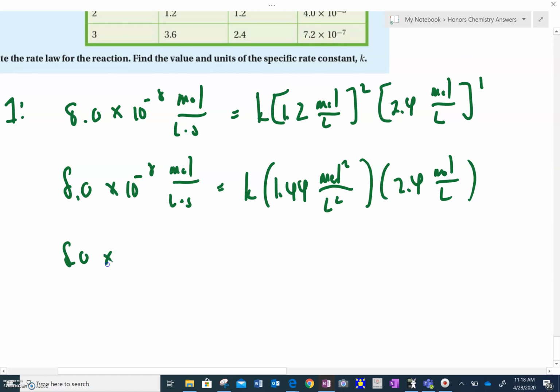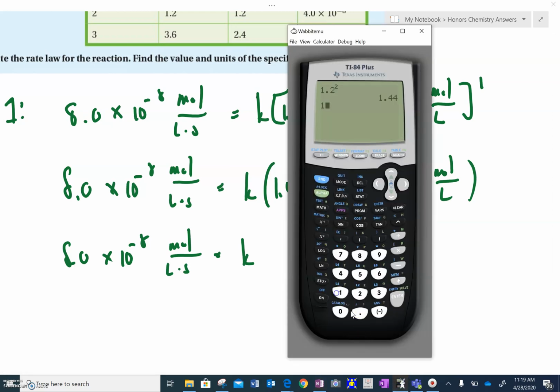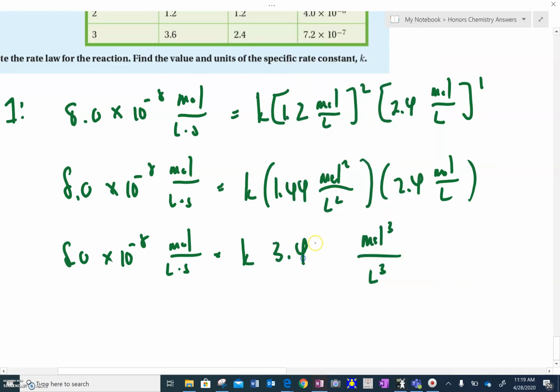So now we have 8 times 10 to the negative 8 moles over liter seconds equals K, which we don't know, times everything in here. Multiply these two together. Moles squared times moles is going to give us moles cubed. Liters squared times liters is going to give us liters cubed. All we need is the value: 1.44 times 2.4. This is 3.456. Let's call that 3.46.